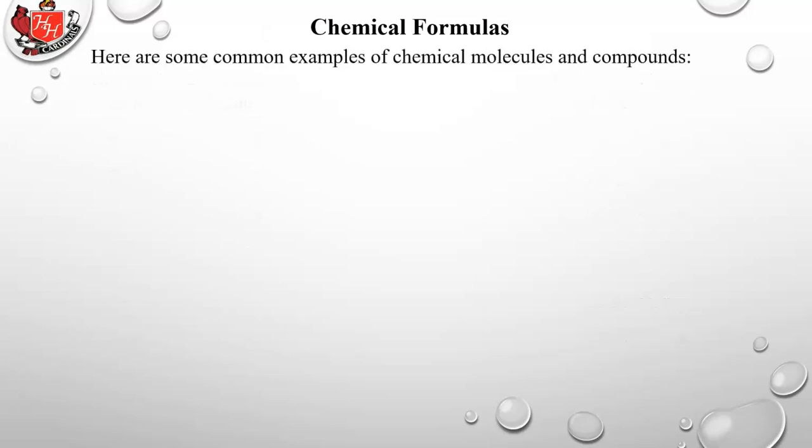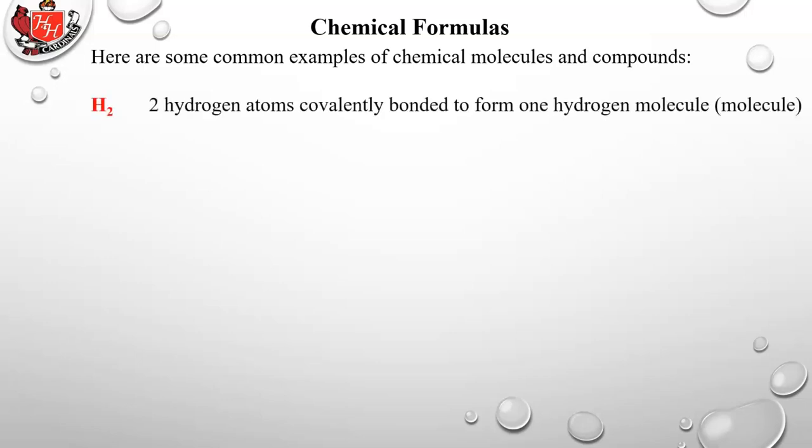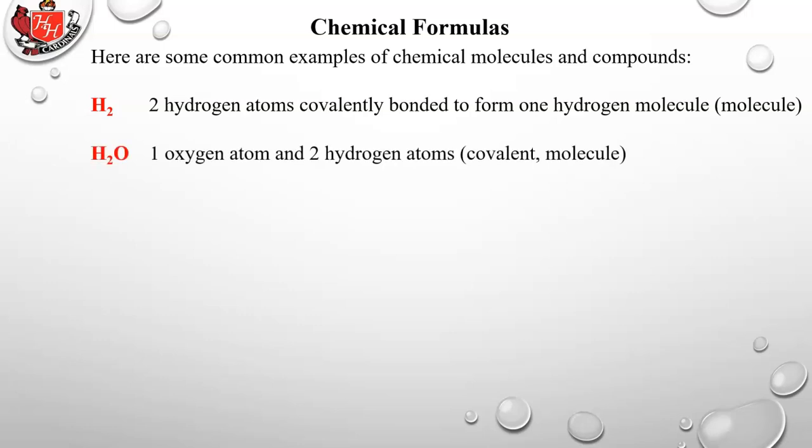Here are some common examples of chemical molecules and compounds. So H2. What H2 means is 2 hydrogen atoms are covalently bonded to form 1 hydrogen molecule. H2O, one oxygen atom and two hydrogen atoms are covalently bonded to form a water molecule.